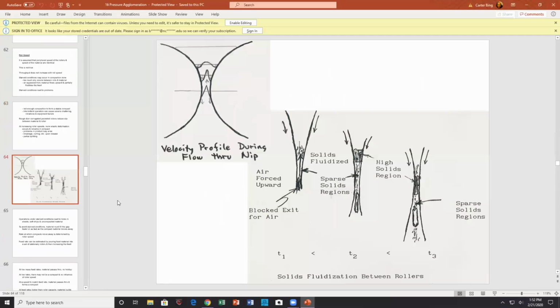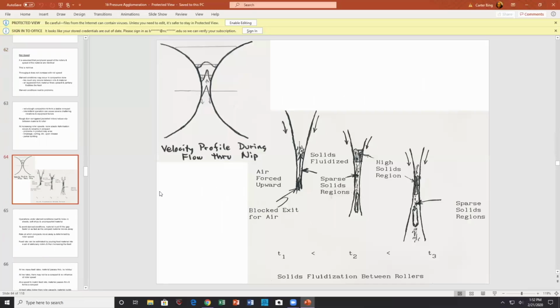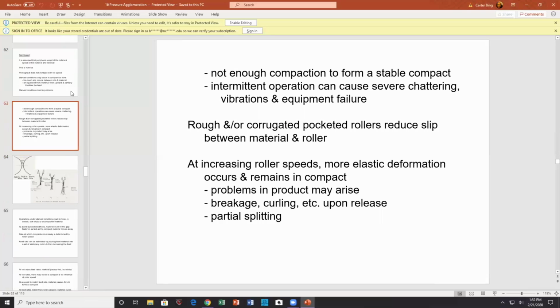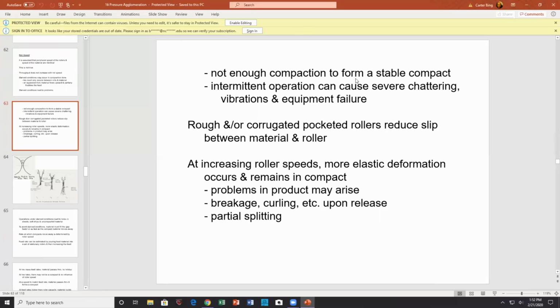I guess this has been called sneezing. Is that what we call this? Right, sneeze, it's squeezed. Air is squeezed, but in a sense, this is sneezing. Put a human aspect to it. Anyway, it's squeezed. Right. Starved conditions lead to problems. Not enough compaction formed for stable, compact, intermittent operations can cause severe chattering, vibration, and equipment failure.